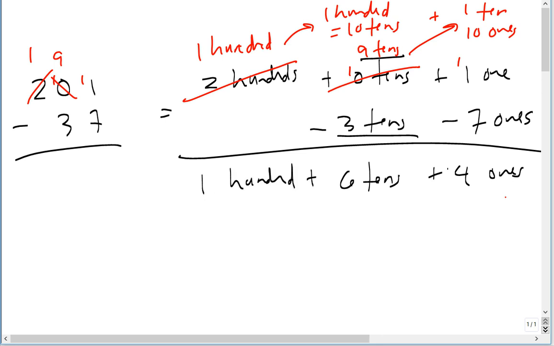And of course, you would never write this out like this. Nobody would do this, but it is kind of useful to know where this is all coming from.